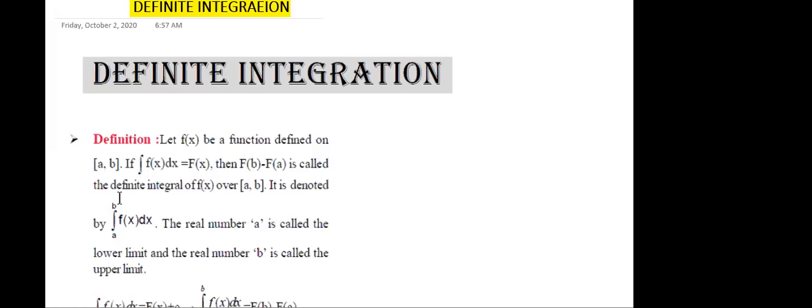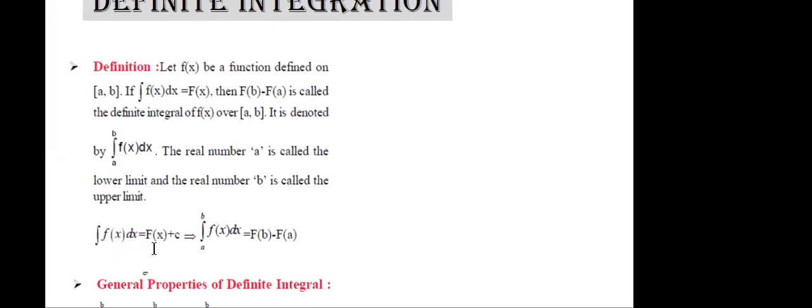What are the limits here? a to b, in between. What is the integral of the function we are going to find? So finally, integration f of x dx is equal to capital F of x plus c. But whenever we take a bounded, limited area in between a comma b, we can write symbolically like this: integration a to b f of x dx is equal to F of b minus F of a. This is the definite integration definition.